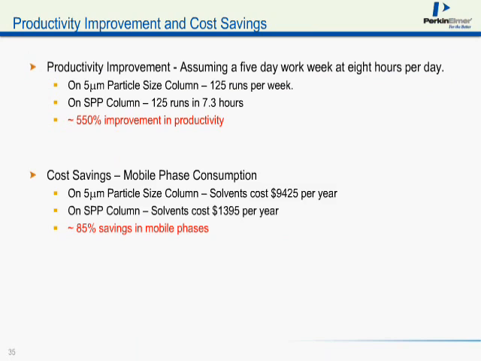In addition, if you look at cost savings, I just did a simple calculation based on what I pay today for my solvents. I have on the 5 micron particle size columns on a per year basis for acetonitrile, water and acetic acid, I would pay close to $9,500 a year for those mobile phases. On the SPP column for the same number of injections, I would say my solvents would cost about $1,400. And so this constitutes about an 85% savings in mobile phase. And that's a significant savings.